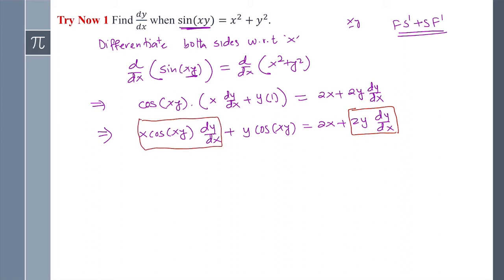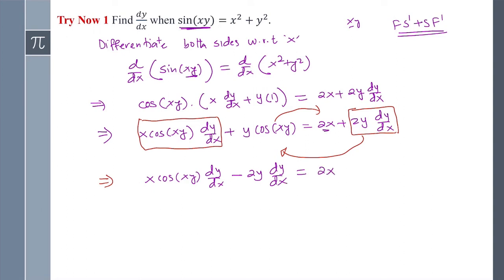So in order to isolate dy over dx, we need to put those two terms on one side and the rest of the things on the other side. So we'll move this over here, and then we'll move this over here. When we do that, we get x cosine of xy dy over dx. Now when we bring that over here, it's minus 2y dy over dx equals, now we have 2x. Now when we take this term to the right, we get minus y cosine of xy.